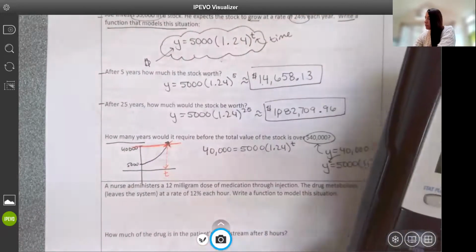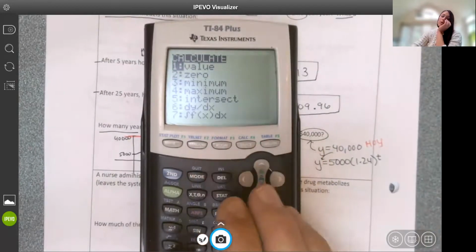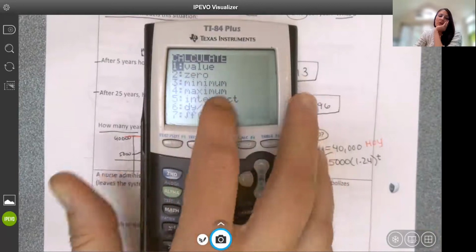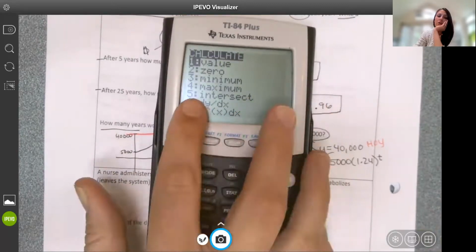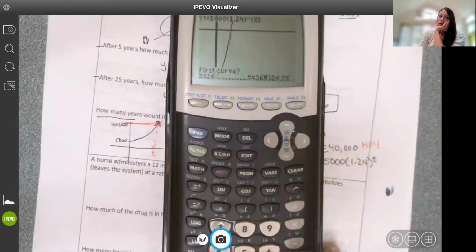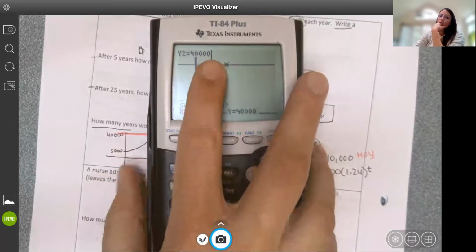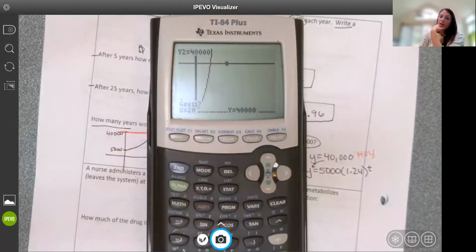In my calculator, if we go second calc, where we were last unit as well, when we were doing zero, minimum, and maximum, I can also calculate the intersection point. Where do these two lines meet? So I hit 5 for intersection, and then remember it asks you questions. We did this during the systems unit. So it says first curve, and it's showing it to me up there. And I go, yep, that's my first line. Second curve, and it's showing it to me up there. And I go, yep, that's my second line. And then it says guess, and I would say yes, please, by hitting enter again. And it gives me my intersection point.